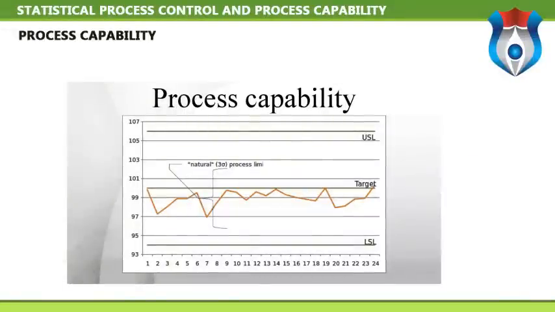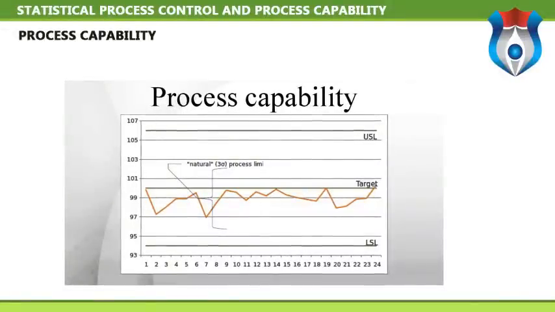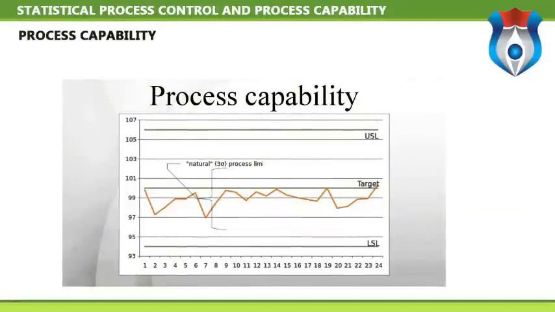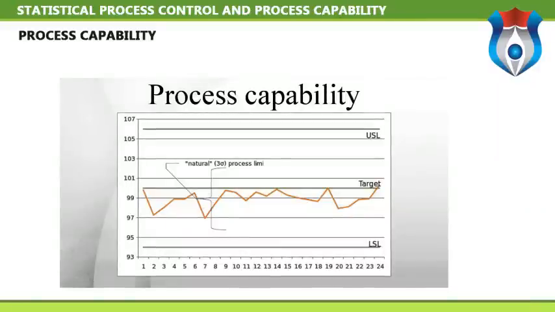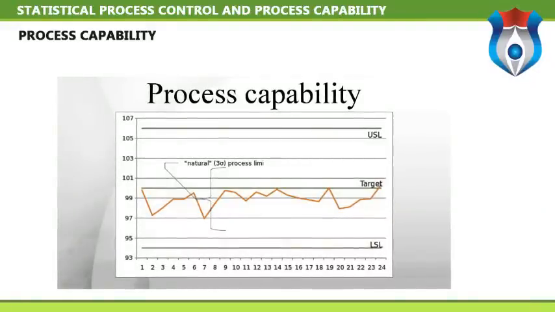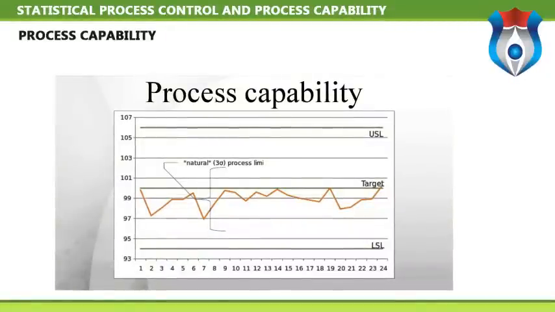Let us discuss process capability. A critical aspect of statistical quality control is evaluating the ability of a production process to meet or exceed preset specifications. This is called process capability. A simple view of process control and process capability follows.